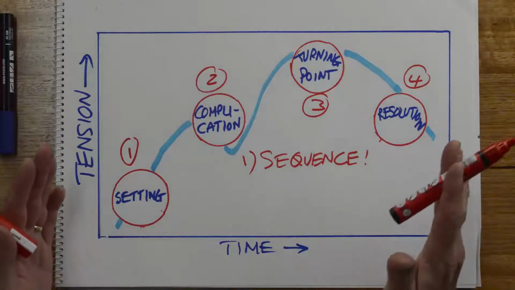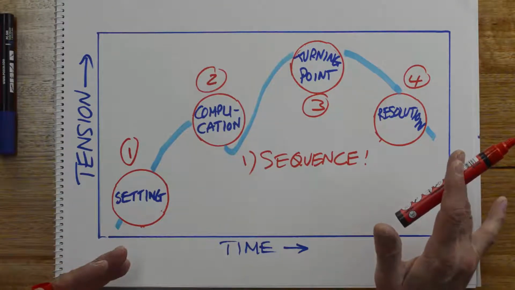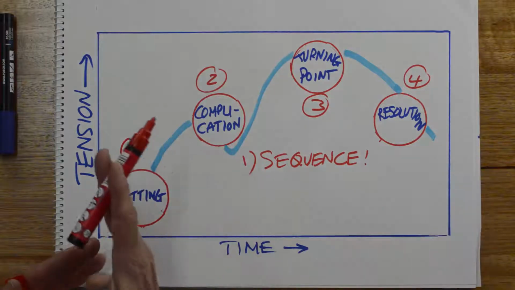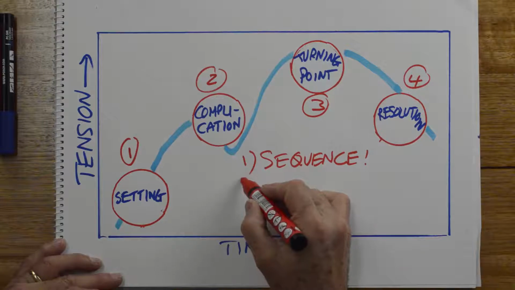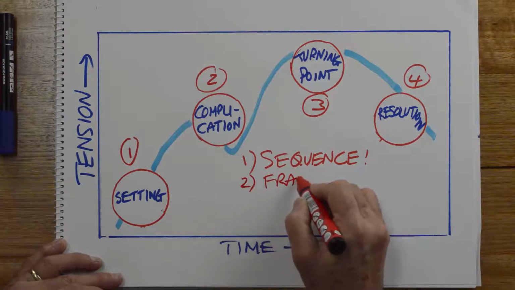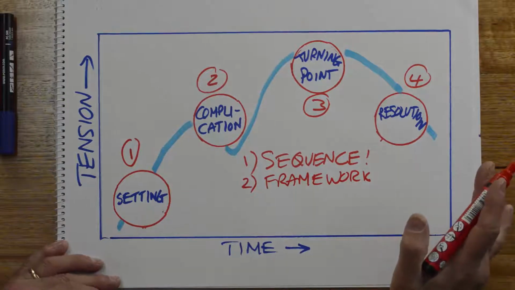Number 2, there needs to be a framework. This is a simple framework, and there are others, but this one has a setting, a complication, a turning point, and a resolution. A movie or a novel might have many complications, many turning points, but this is a simple one for a 1 or 2 minute oral story. So that's the second thing, we need a framework. If we don't use a recognized framework for our story, it'll be confusing.